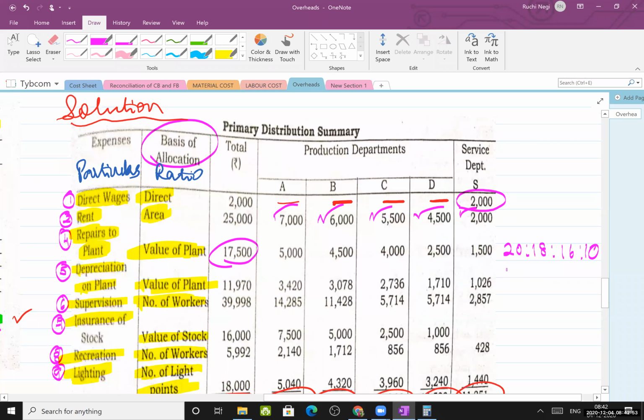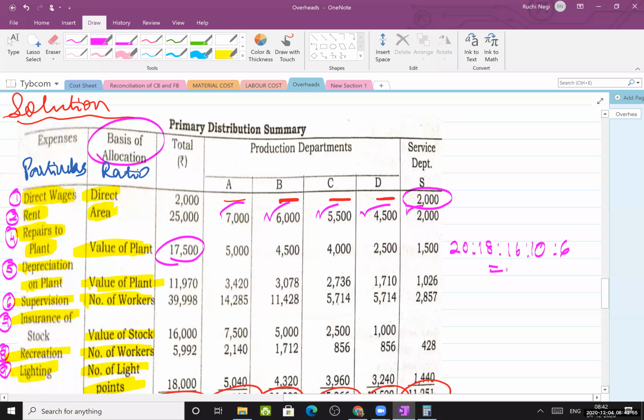Now total this and keep. 20 plus 18 is 38. 38 plus 16 plus 10 plus 6. So my base is 70. So what will I do? 17,500 divided by 70.